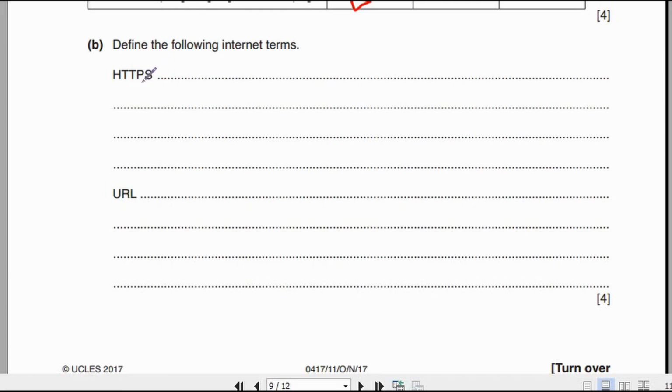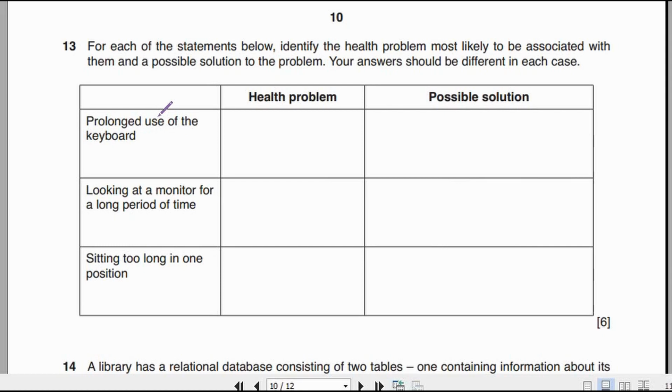Let's go to the next question. Question number 13. It's one of the very easy questions. Let's do it together. For each of the statements below, identify the health problem most likely to be associated with them and a possible solution to the problem you answer. Your answer should be different in each case. Okay, so number 1, prolonged use of the keyboard. We know when the keyboard use is prolonged, what kind of health problem it will create. It will create RSI, repetitive strain injury.